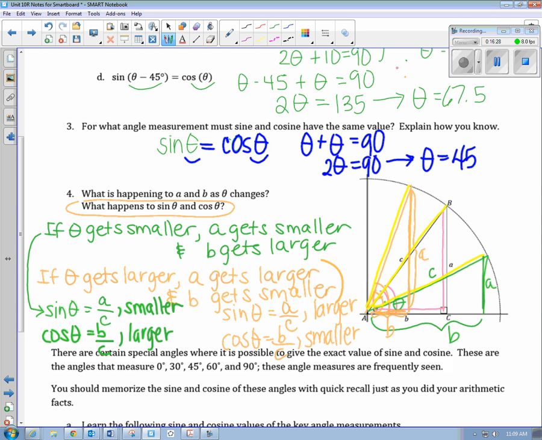So basically, they're trying to get you to notice that if your angle gets smaller, sine will get smaller, cosine will get larger. The bigger that your angle gets, the larger sine is, but the smaller cosine is. So there's a direct relationship between the size of the angle and the relationship between sine and cosine.